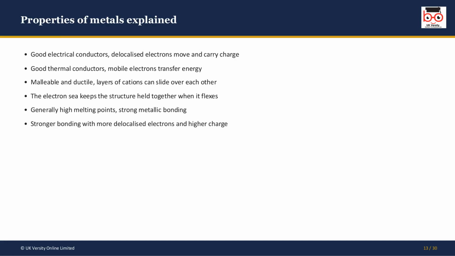This model neatly explains what metals are like. They're good electrical conductors because the delocalized electrons can move and carry charge. They're good thermal conductors too, as those mobile electrons transfer energy efficiently. They're malleable and ductile, since layers of cations can slide over one another while the electron sea keeps everything held together. And they generally have high melting points, thanks to strong metallic bonding, which gets stronger still with more delocalized electrons and higher cation charge.